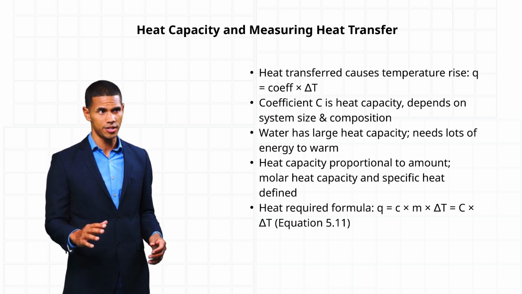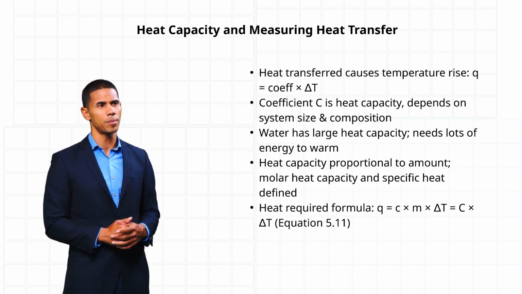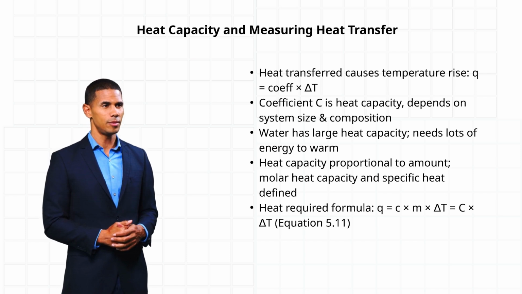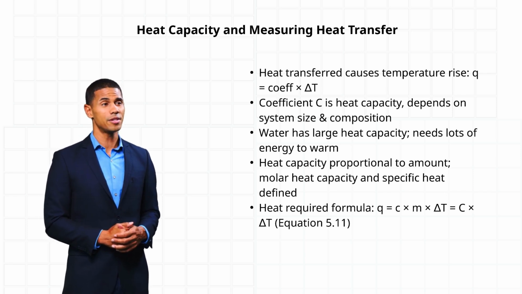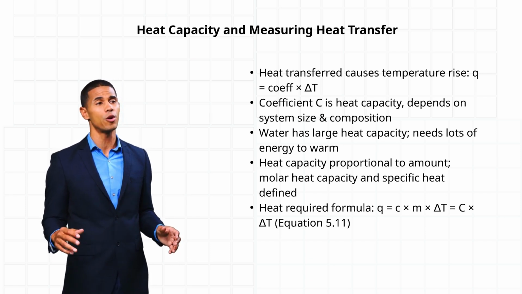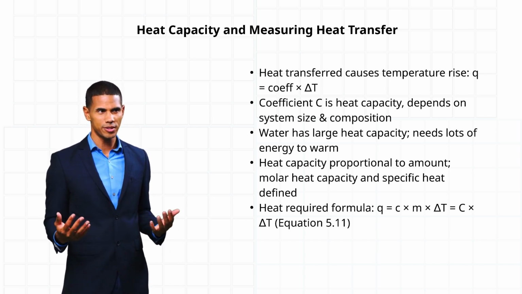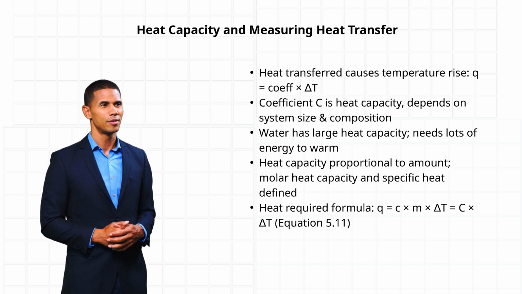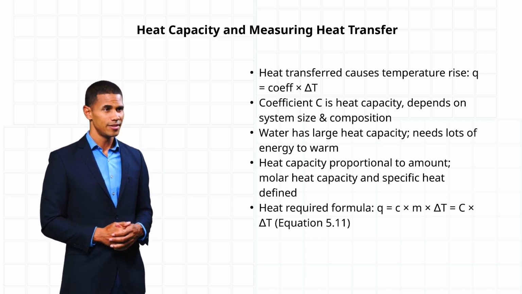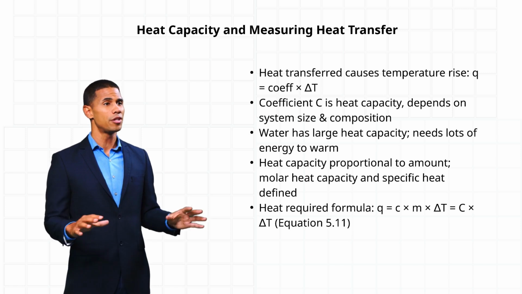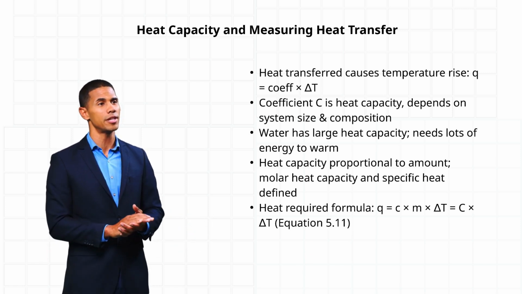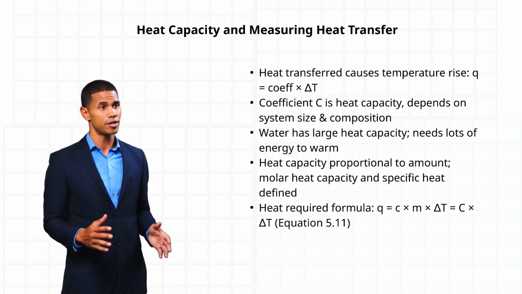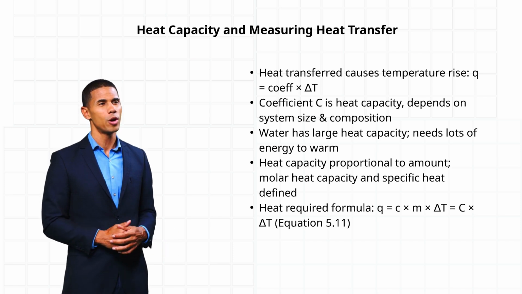When we talk about heat capacity per mole, it's called molar heat capacity. Per unit mass, it's called specific heat. The mathematical relationship, written as equation 5.11, is Q equals c times m times delta T, or equivalently, C times delta T. Here, c is specific heat, m is mass, and C is heat capacity. This relation helps engineers and scientists calculate energy needed for heating or cooling materials. Now, a quick mental exercise. Why do you think metals have lower heat capacities than water?